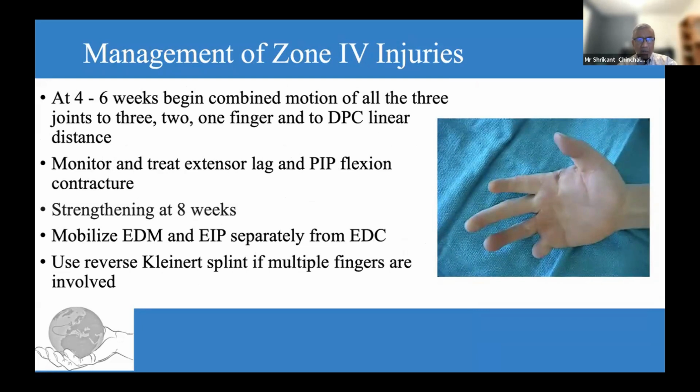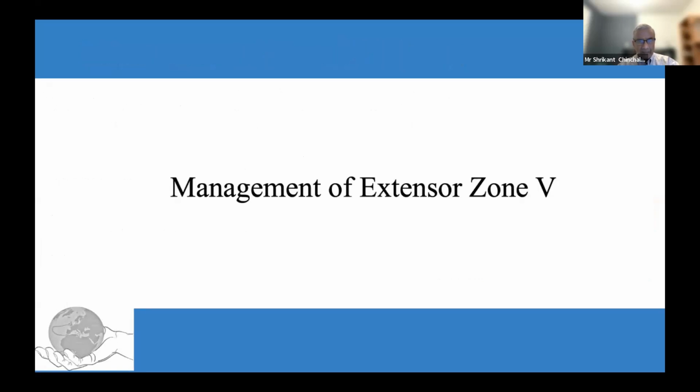It's important that we mobilize extensor digiti minimi and EIP separately from extensor digitorum communis. And if there are multiple fingers involved, such as this patient, we can use a reverse Leonard technique for mobilization of these tendons.